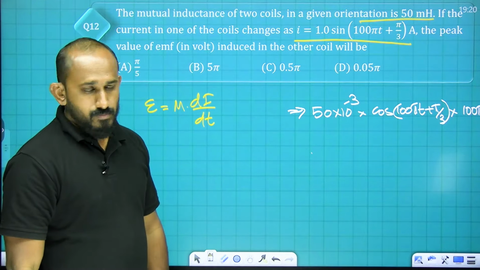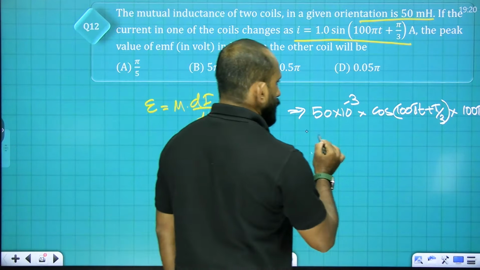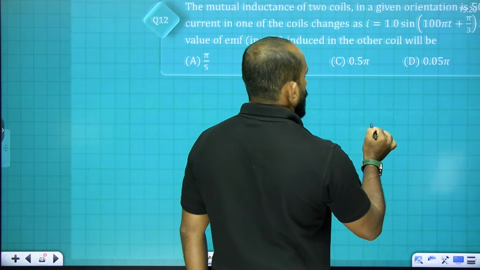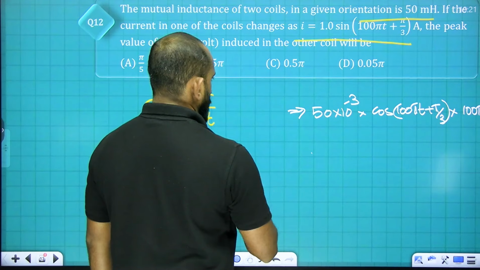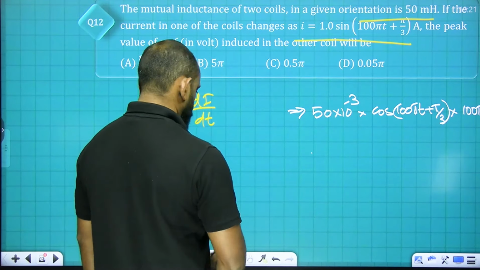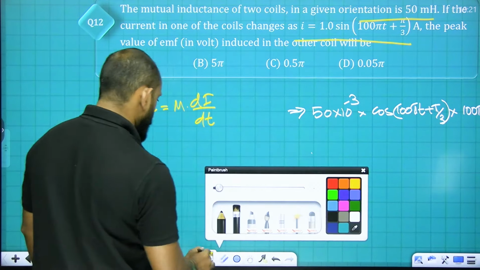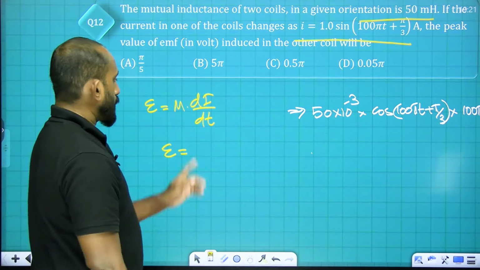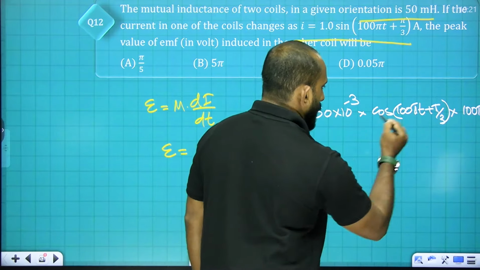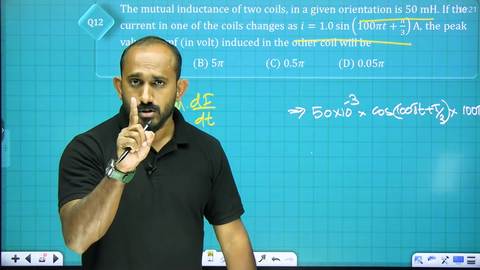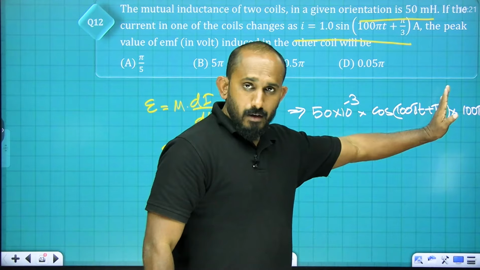100 pi is there. Okay. So here, if you differentiate it, this is the value we are getting. So E is equal to, M is given 50. So 50 times, then cos value is there, 100 pi is there. Maximum value of cos is how much? 1. So this value becomes 1. Then it will be the maximum.